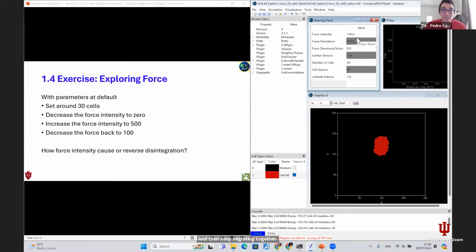Once you appreciated that enough, you go ahead and increase the force intensity to as high as you can and see what happens to the cluster. It disintegrates. So why is it? Why does the cluster disintegrate? We didn't change the interactions between cells. We just changed the force intensity acting over the cell center of masses. So why doesn't the cluster keep together when we increase the force?